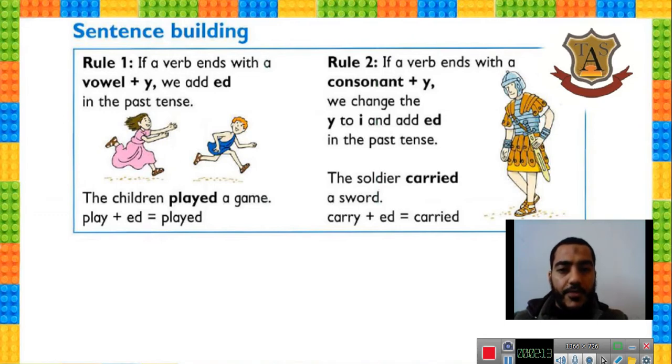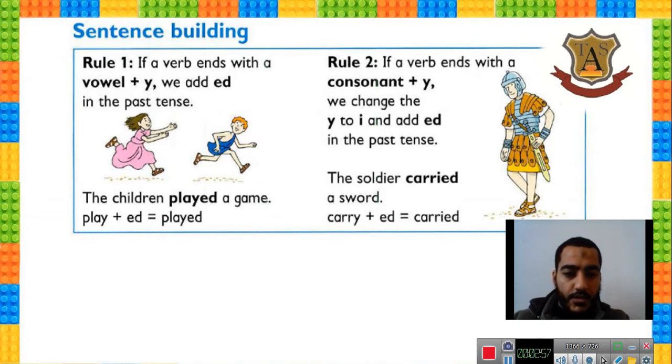Okay. Rule 2. If a verb ends with a consonant plus y, and we want to change it to the past, we erase y and put I, then add ed in the past tense. Like here, the soldier carried a sword. The main verb here is carry. Let's see the last letter here.